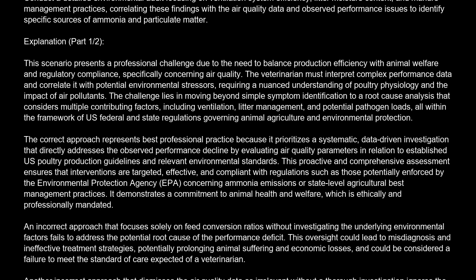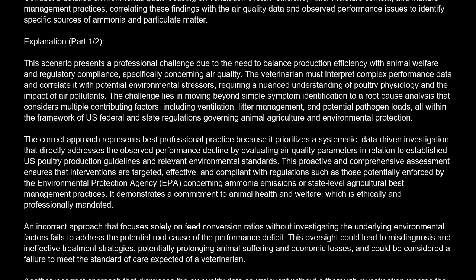The challenge lies in moving beyond simple symptom identification to a root cause analysis that considers multiple contributing factors, including ventilation, litter management, and potential pathogen loads, all within the framework of U.S. federal and state regulations governing animal agriculture and environmental protection. The correct approach represents best professional practice because it prioritizes a systematic, data-driven investigation that directly addresses the observed performance decline by evaluating air quality parameters in relation to established U.S. poultry production guidelines and relevant environmental standards.